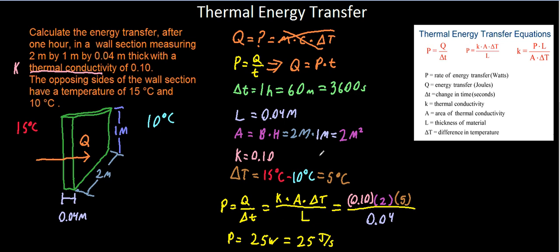And so now that we know power, and we know the change in time here, let me actually add that to this equation here. Let me move this over and say delta T, and we'll add that over here too. This is change in time. We can plug that in. We can say Q equals power times time. We just said power is 25 joules per second, or 25 watts, although I like joules per second for a very particular reason, multiplied by our change in time, which is 3,600 seconds.